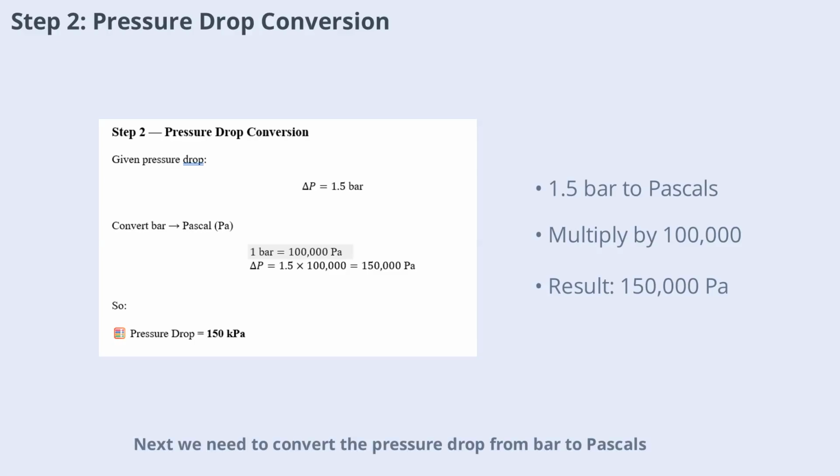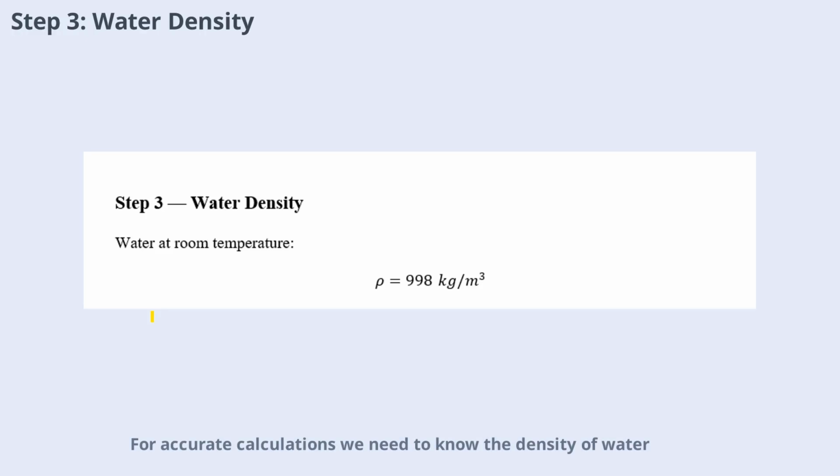Next, we need to convert the pressure drop from bar to pascals, the SI unit for pressure. We're given a pressure drop of 1.5 bar. Since 1 bar equals 100,000 pascals, we multiply 1.5 by 100,000 to get 150,000 pascals. This step ensures that all our units are compatible for the formulas we'll use later. Now, with both the flow rate and pressure in the correct units, we can proceed to consider the properties of the fluid itself. For accurate calculations, we need to know the density of water.